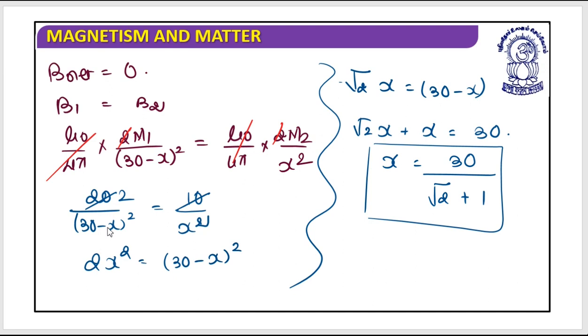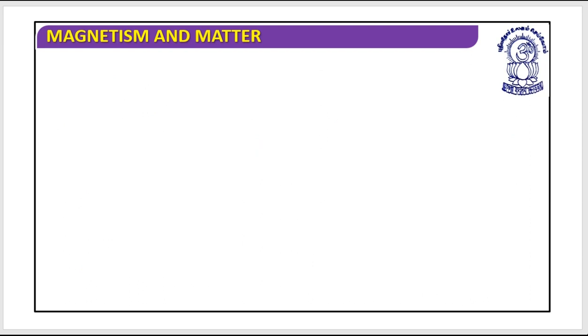Have you got this? Do you understand this? But this is only one of the locations. This is the location if the null point is obtained between these two. Now let's discuss the second condition. It is something like this.